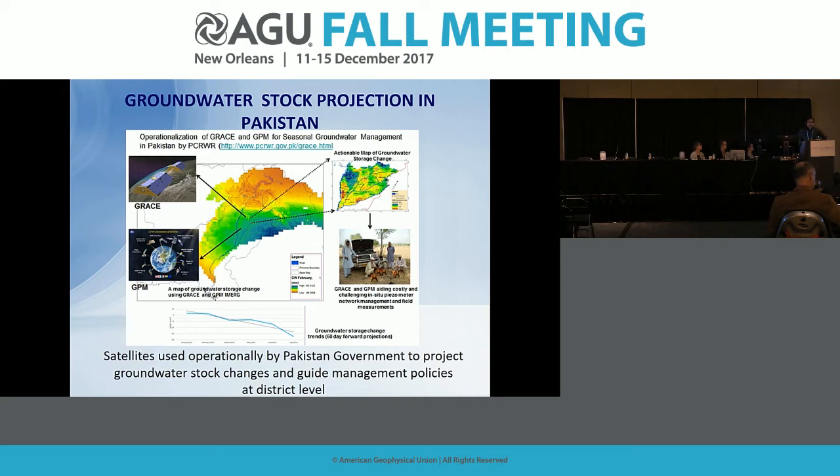The two satellites, GRACE and GPM, are being used in a routine manner by the Pakistan government to get a handle on how the groundwater stocks are projected to decline and then get recharged again, so that they can get an idea of what's really happening between these rivers in this region that is very important for agricultural development. And it also beats the in-situ ground way of monitoring your water stocks, because that is very time consuming and also costly.